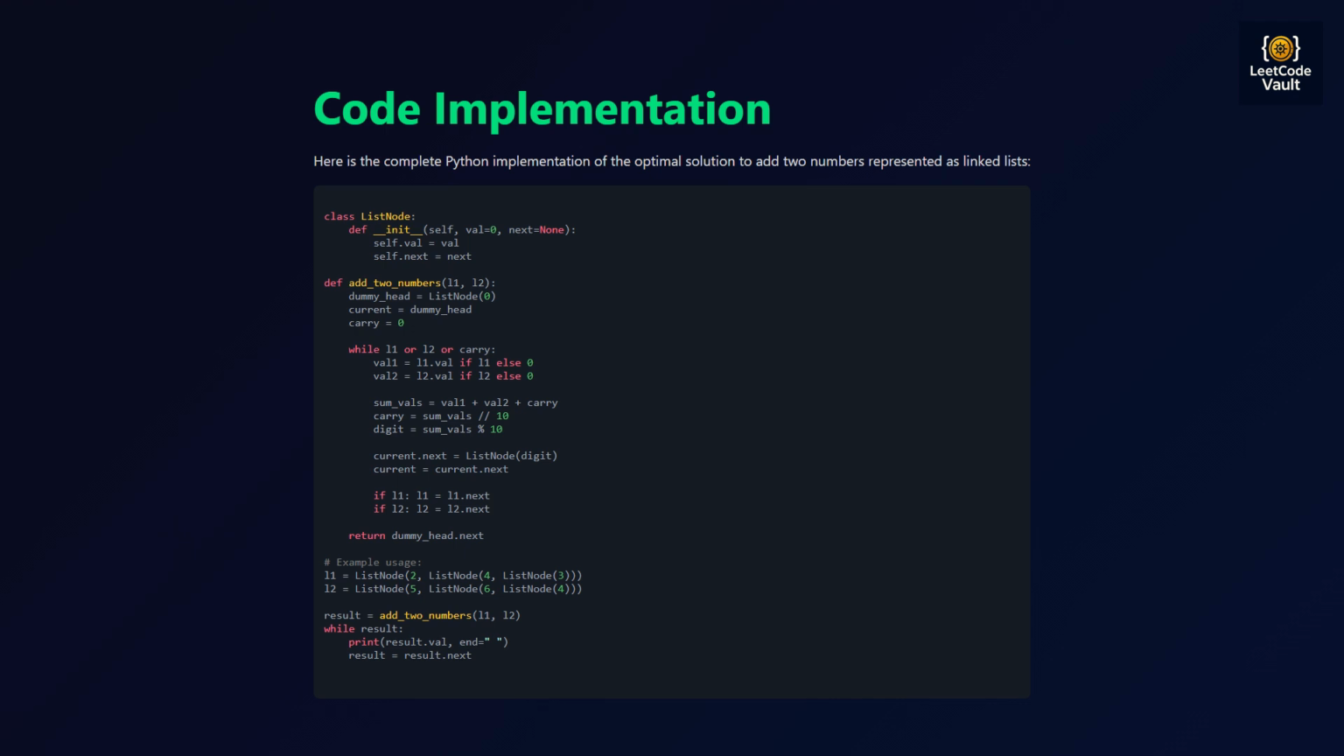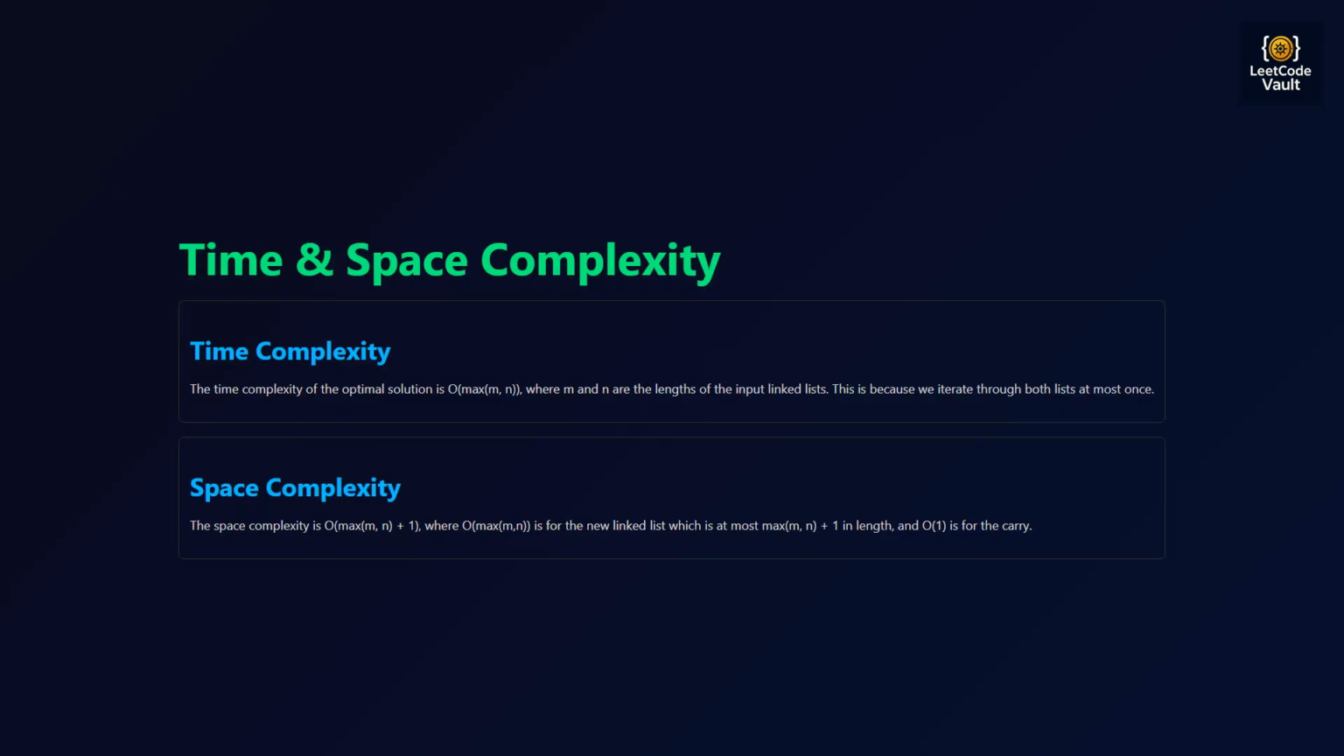We iterate through the lists, adding values, handling carries, and creating new nodes, until both lists are exhausted and the carry is 0. The code is relatively concise and easy to follow. Remember, careful attention to edge cases, like handling empty lists or lists with different lengths, is crucial for a robust solution. I'll add comments to the code to make it even clearer.